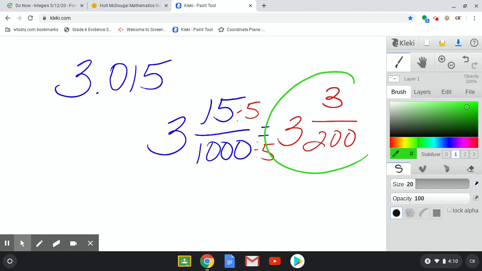So don't forget, for today's Do Now, make sure you are simplifying all of your answers down. Make sure when you are looking to see how you would read the decimal, you're using the correct place value, because if you use the incorrect place value, obviously your answer would end up being wrong.